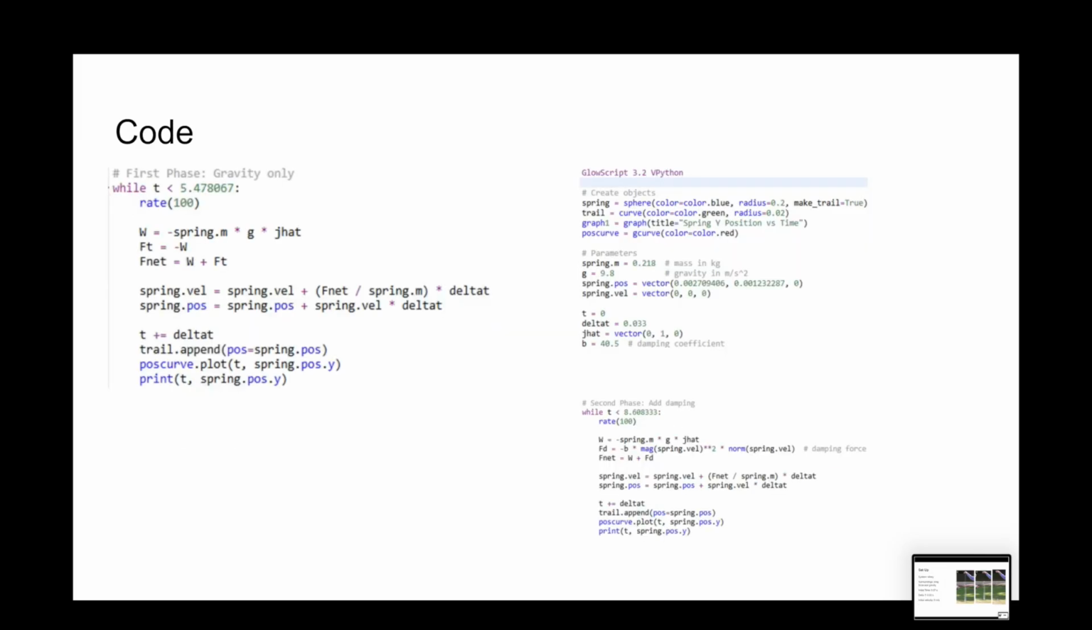So this is the code. On the left, you can see the net force being calculated at the top, and then underneath that, the velocity and position update formula that I mentioned earlier.